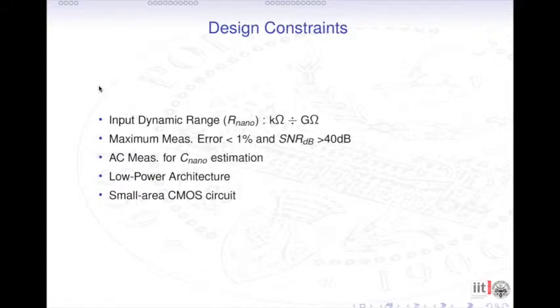As I told, we want to interface semiconductor nanowires, so the characteristic resistance can be in the range kilo-ohm to giga-ohm. Then we want a measurement system with a maximum error of about 1% and with a signal-to-noise ratio of at least 40 dB.